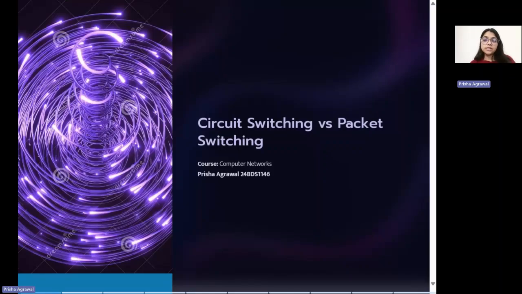Imagine you're making a traditional telephone call to a friend. When you dial the phone number, the telephone network establishes a dedicated communication path between your phone and the receiver's phone. Once this connection is established, the conversation can begin. This method of communication is known as circuit switching. Now let us think about another example.